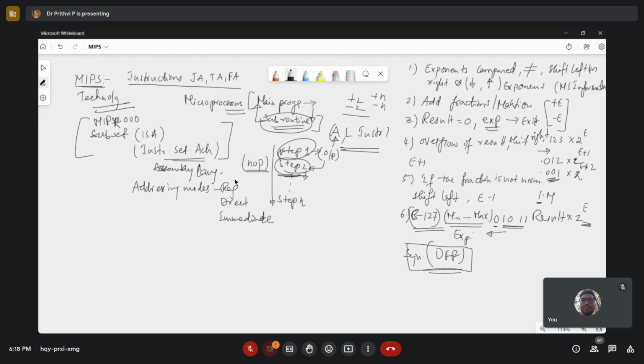Register addressing means when you want to transfer data from register to register. A normal register is a flip-flop for us. For a microprocessor, we say it is a memory location, a storage element: one set of register data transferring into another set of register data.